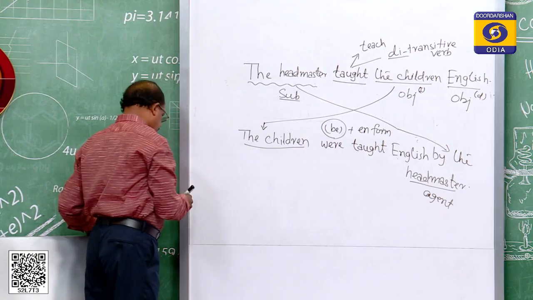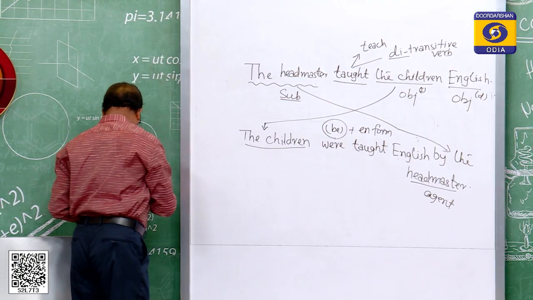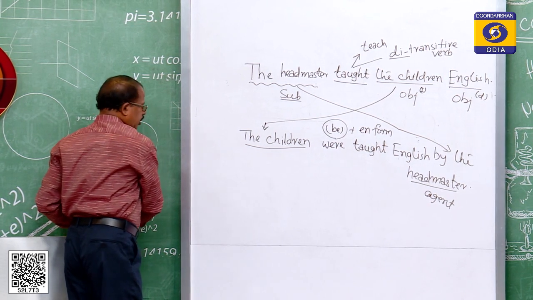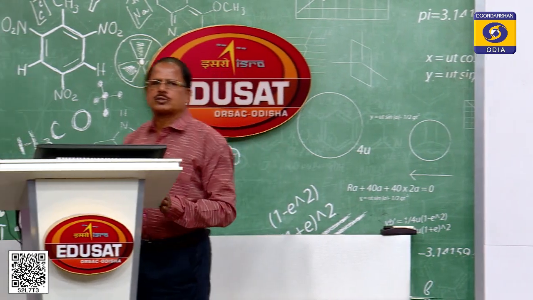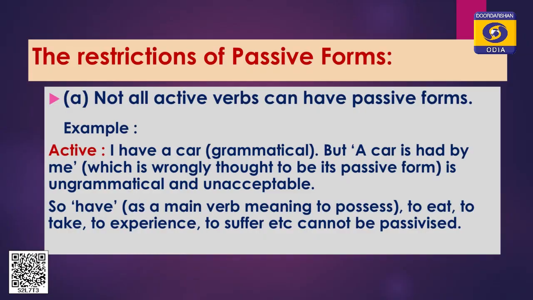So, my dear children, when you are going to change active sentences into passive forms, you can follow these steps, right. But we have some restrictions of passive forms. Not all active verbs can have passive forms, you see. I have a car is had by me, we cannot say. So, verbs like have, to eat, to take, to experience, to suffer cannot be used in passive forms. This is the first restriction, right.